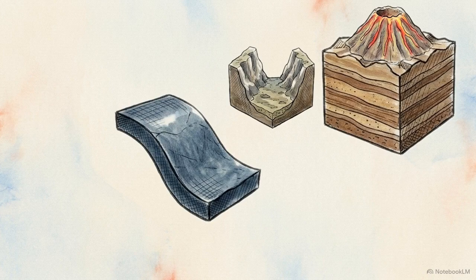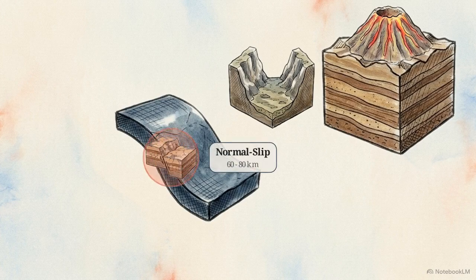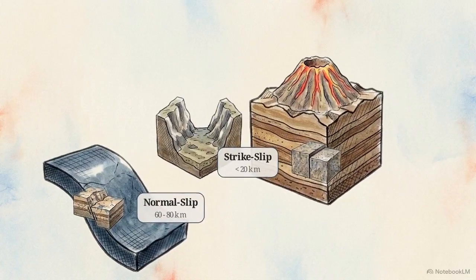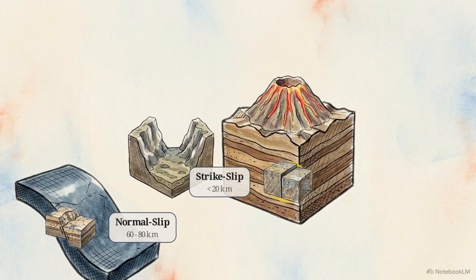First, offshore, within the sinking Cocos Slab. At 60 to 80 kilometers, plate bending creates extensional forces, triggering normal slip earthquakes. Second, inland, beneath the volcanic arc. At depths under 20 kilometers, the continental crust experiences strike-slip motion, grinding horizontally.